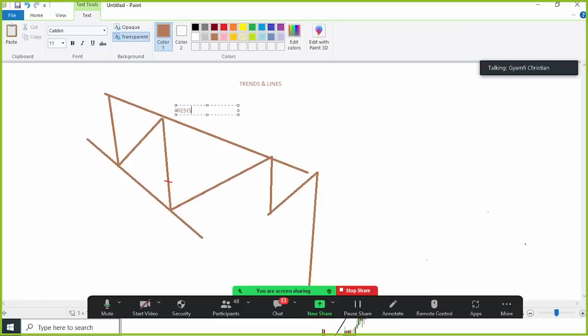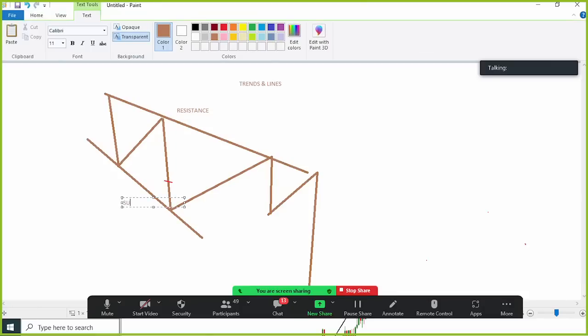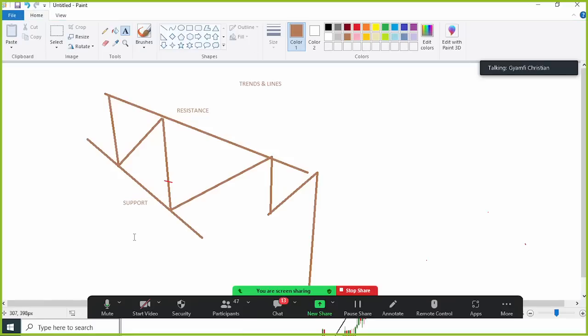I believe the new people on board, you are getting to understand what a support is and then what a resistance is. Yes, please. Okay, that's great.